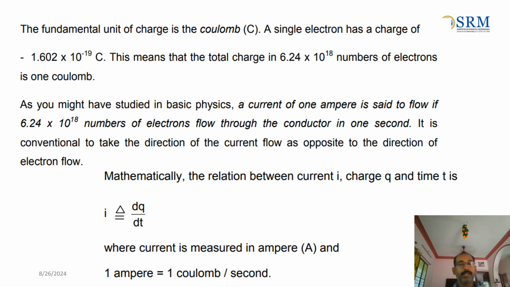In this slide, let us see the fundamental unit of charge, called the coulomb. A single electron has a charge of minus 1.602 × 10 to the power of minus 19 coulomb. This means that the total charge of 6.24 × 10 to the power of 18 electrons is 1 coulomb, because a single electron has 1.602 × 10 to the power of minus 19.